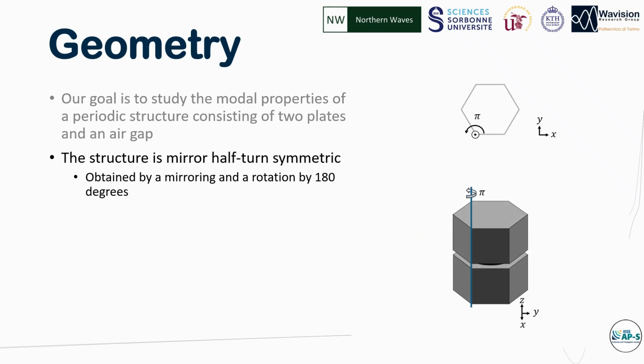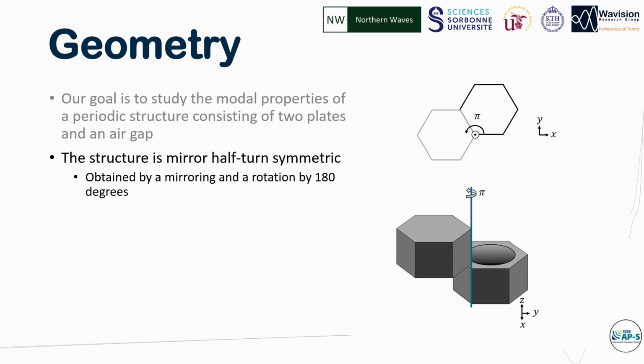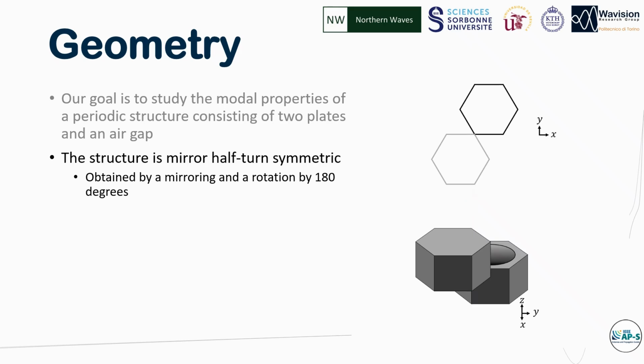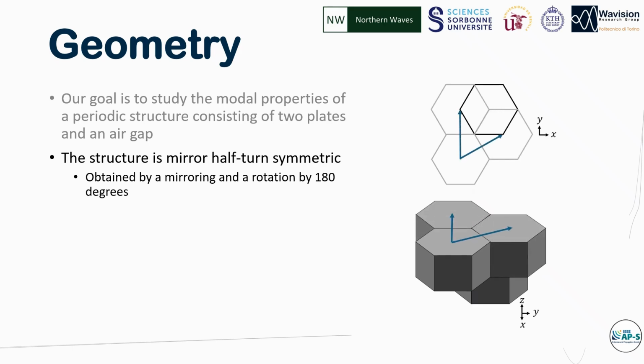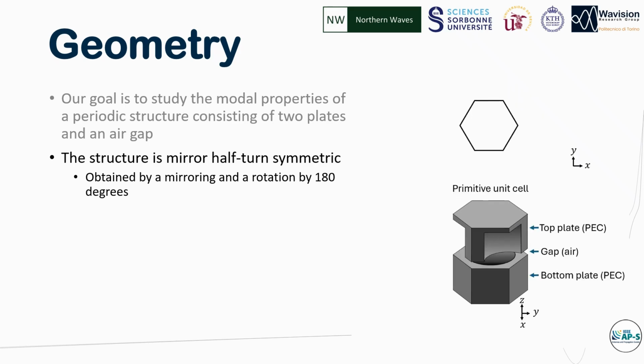The structure of interest in this work is mirror half-turn symmetric, as constructed in the video on the right. This higher symmetry can be obtained by first mirroring the bottom plate to create the top plate and then rotating it by 180 degrees around one of the vertices of the hexagon. In this way, we define the primitive unit cell.